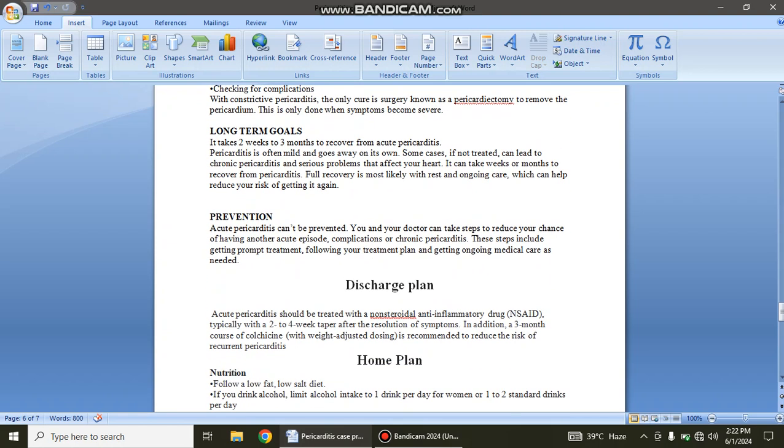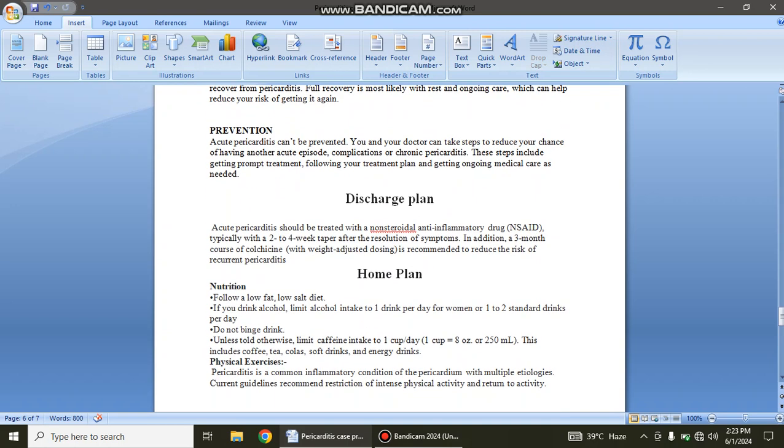Prevention. Acute pericarditis can't be prevented. So you and your doctor can take steps to reduce your chance of having another acute episode, complications, or chronic pericarditis. These steps include getting prompt treatment, following your treatment plan, and getting ongoing medical care as needed.